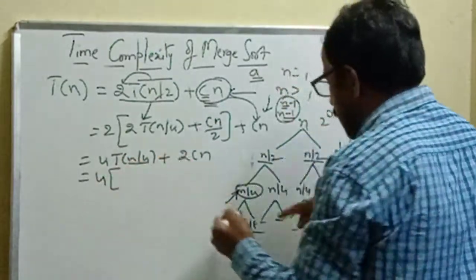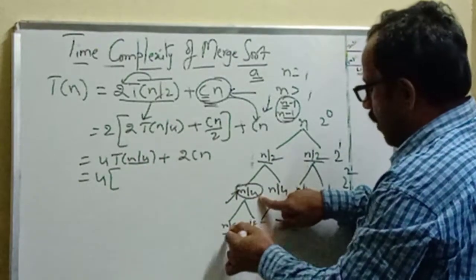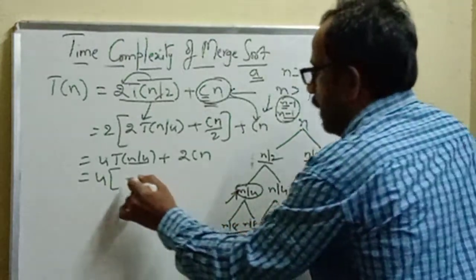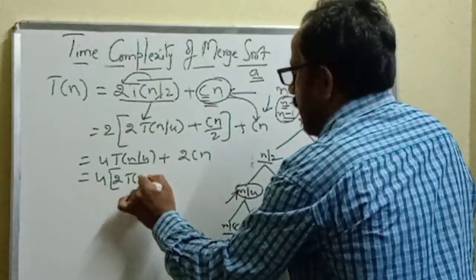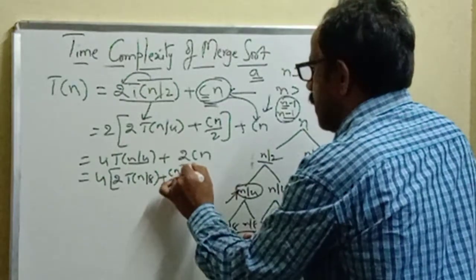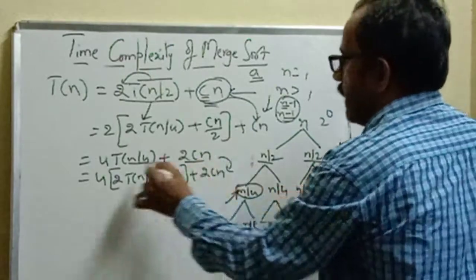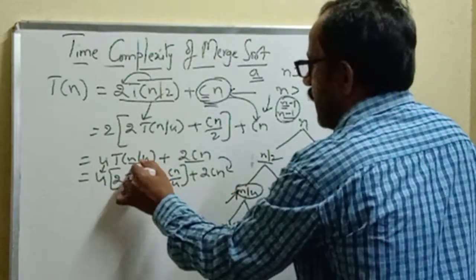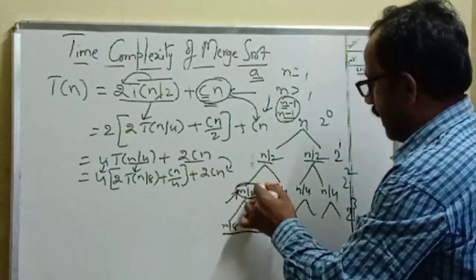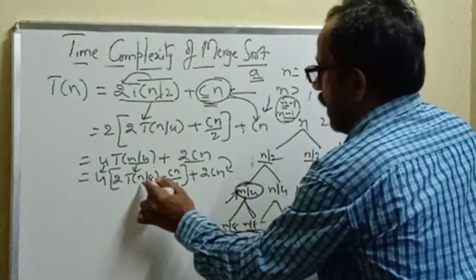Now expand one n by 4 problem. Take 4 as common and solve this problem. One n by 4 element problem can be divided into 2 n by 8 problems: 2 n by 8 element problems plus cn by 4, plus 2cn. Anyway, 2cn is there. Write this 2cn here. Then we are going to expand this. One T of n by 4 problem can be divided into 2 n by 8 problems.